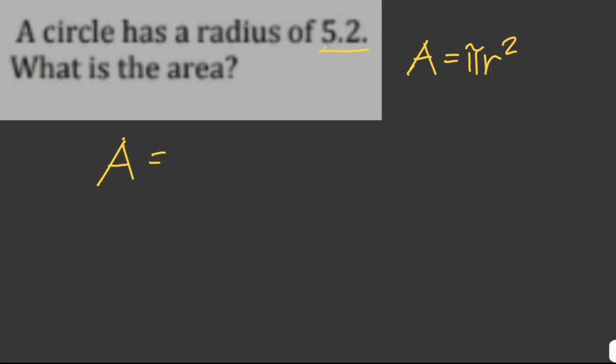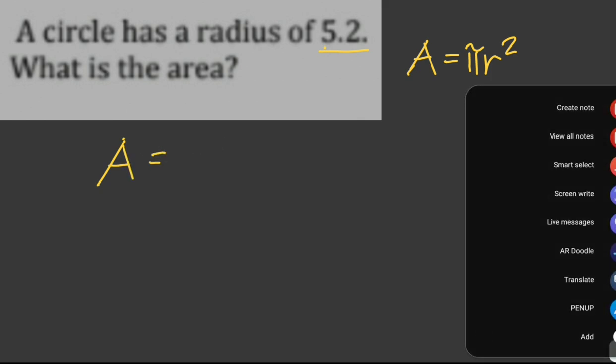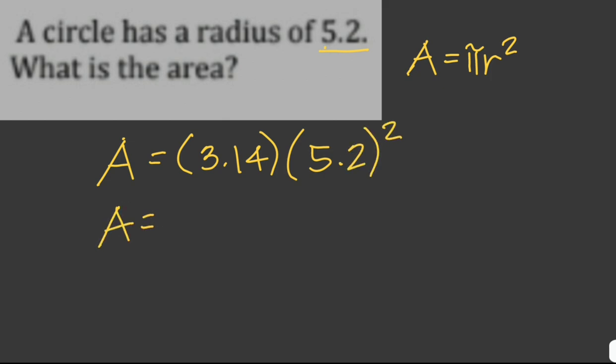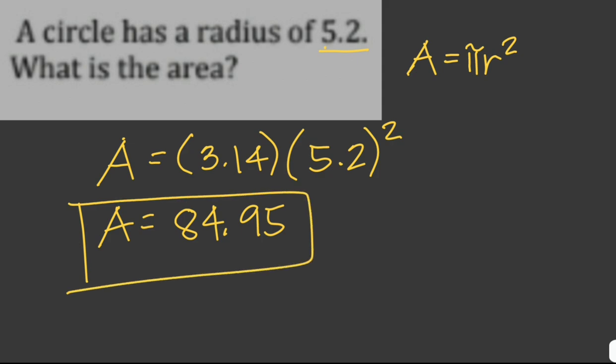So area equals pi, which is 3.14, and then the radius, which is 5.2, and then squared, and this is just equivalent to 84.95. So this is the value for the area of this circle, which has a radius of 5.2.